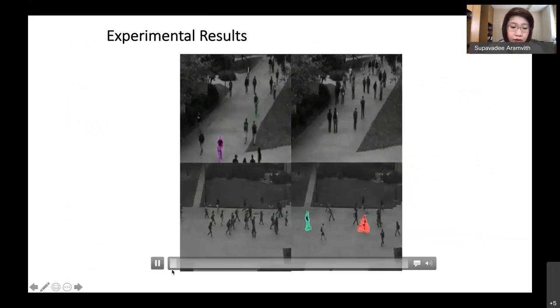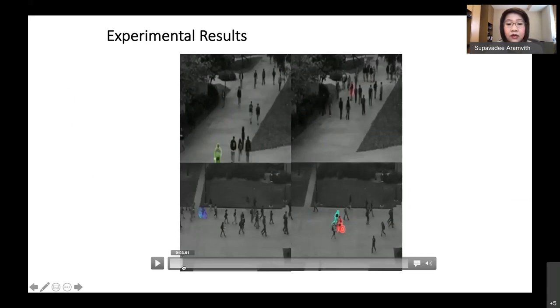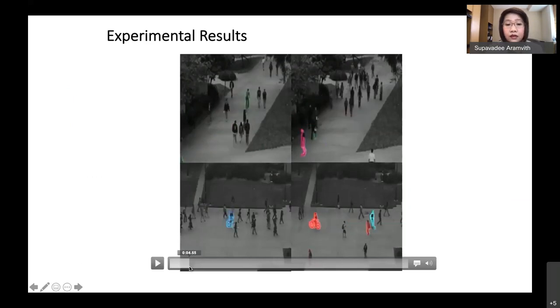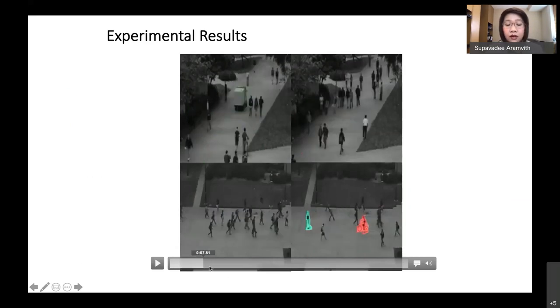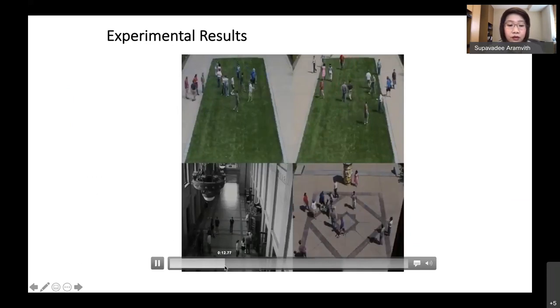I don't know why it cannot play. I will keep playing. Okay, so here you have 5 more minutes. Okay, I almost finished. So I think I will show.